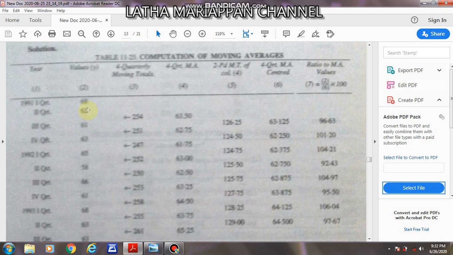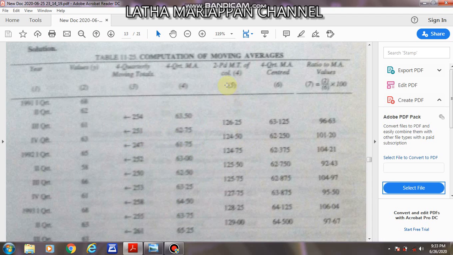Now leave the first one and add the remaining 4, so you will get 251. You have to put that in the middle of the third and fourth quarter. Like that you have to add the other values. We already saw in a previous video the 3-year moving average and 4-year moving average. Similarly, here it is a 4-quarter moving average. You have to add 4 values, and the average is divided by 4: 254 divided by 4, 251 divided by 4. Like that you will get this column.